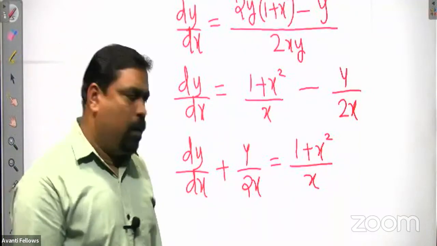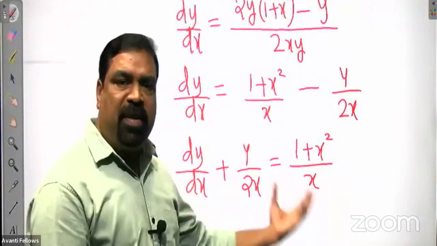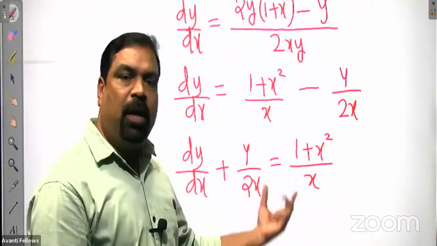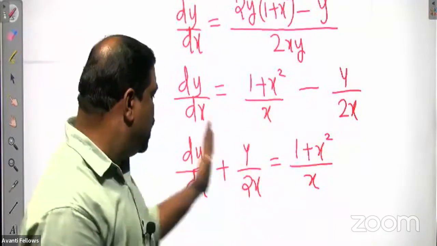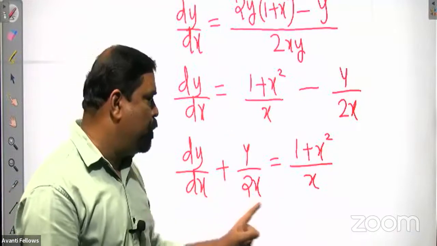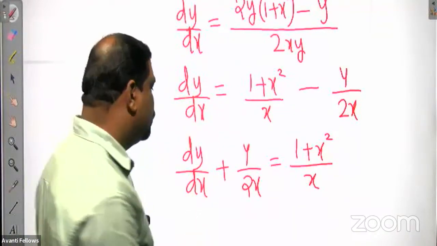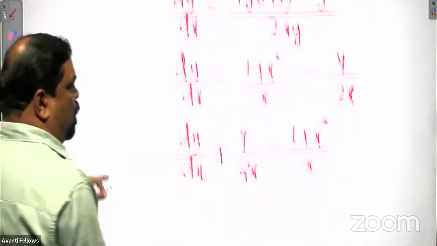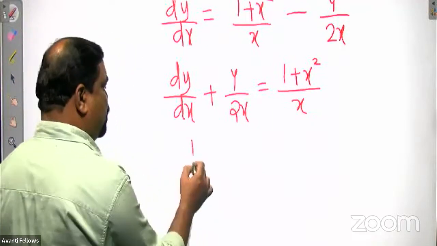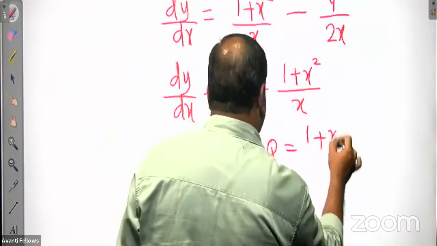Now I think the picture is clear, which type of differential equation is this one. So this is a linear differential equation. dy by dx plus py equals q. P is 1 by 2x, q is 1 plus x square by x. So we integrate using the method of linear equation. So P is 1 by 2x and Q is equal to 1 plus x square by x.